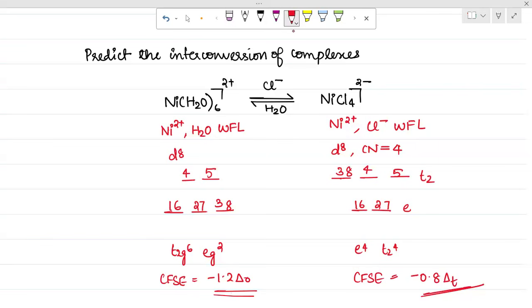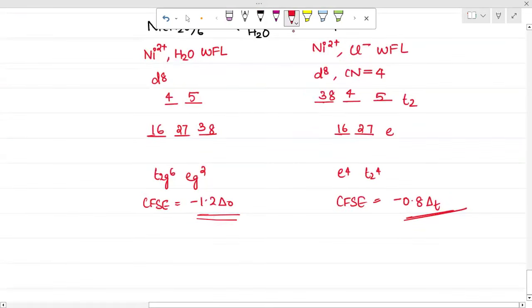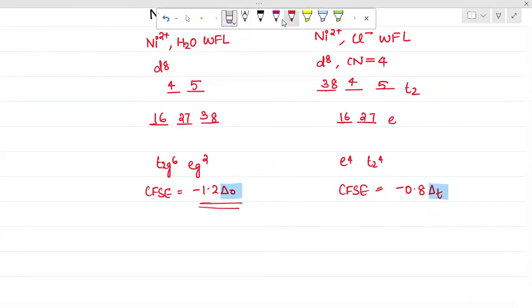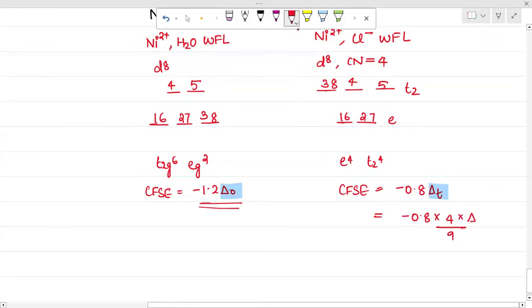Minus 0.8 delta T. Understand that you cannot compare these two because one is in delta O, the other one is in delta T. You cannot compare. So if you have to compare, you have to make them in common terms. How do you make that? Minus 0.8 into 4 by 9 delta O. Correct. That's how you convert delta T to delta O. Now, once you solve this, you will get it as 0.35 delta O.